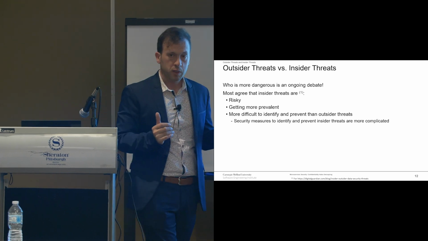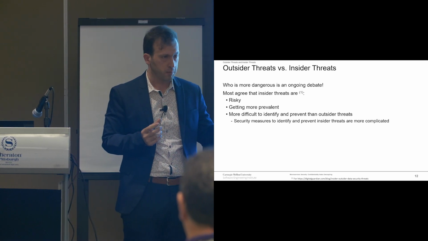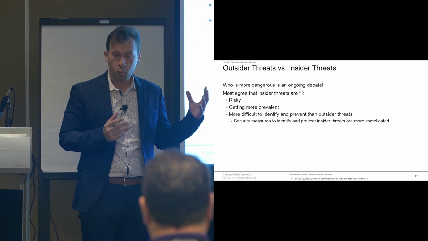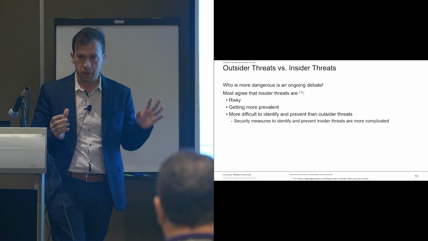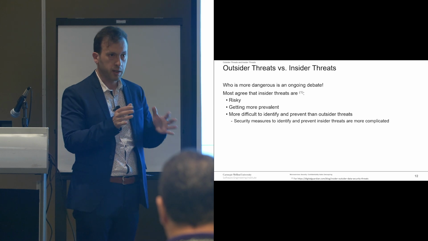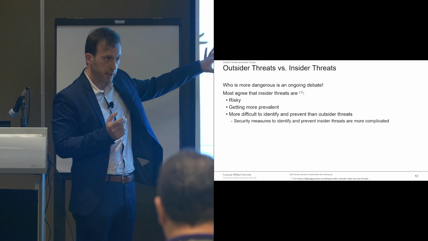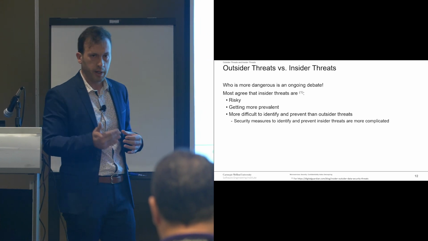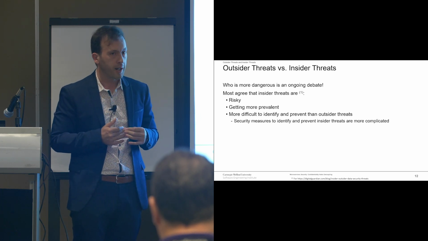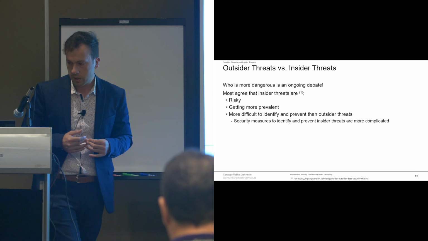So the question is now, who is more dangerous, outsiders or insiders? I'm not going to debate this because there has been a long debate. The main point is just to agree that insiders are risky. It doesn't matter if they are less risky or more risky than outsiders, but they are. They are risky and they are getting more popular. Insider threats are getting more popular, and finally, they are more difficult to identify and prevent than outsider threats.